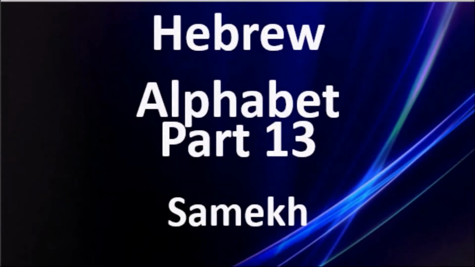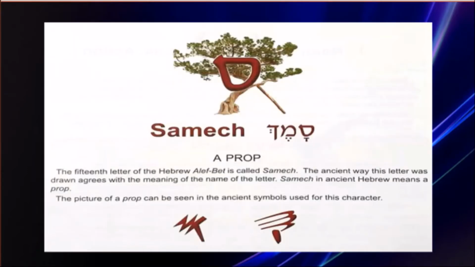Samekh. And we're going to jump right into this here. Samekh is the 15th letter of the Hebrew alphabet, and it's called Samekh. The ancient way this letter was drawn agrees with the meaning of the name of the letter. Samekh in the ancient Hebrew means a prop. The picture of the prop can be seen in the ancient symbols used for these characters, which you see there underneath. Samekh.